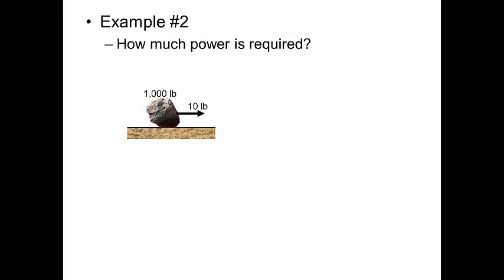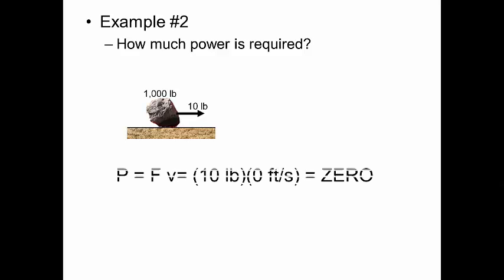Let's look at another example. What if we have a 1,000-pound boulder, and we're trying to pull on that with 10 pounds of force? How much power is required to apply that 10 pounds of force? Well, the object isn't moving. I'm not going to move a 1,000-pound boulder with 10 pounds of force. So my velocity is 0. If my velocity is 0, then the force times the velocity is also equal to 0. So no power is required to put 10 pounds on a 1,000-pound block.